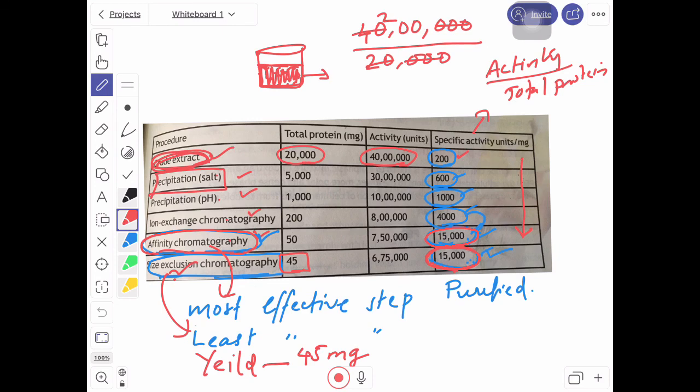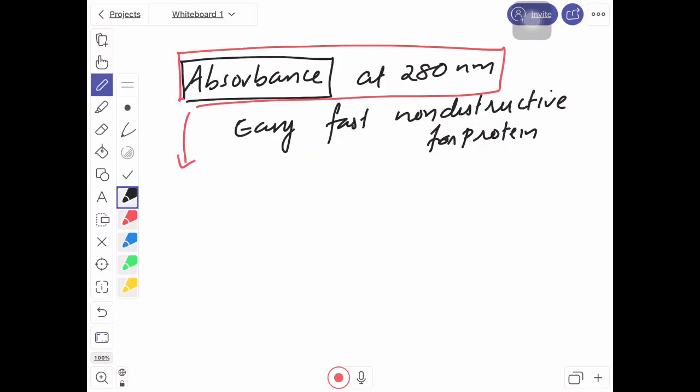Okay, we'll move on to the next. Absorbance at 280 nanometer is one of the easy, fast, non-destructive techniques for assessing the concentration of the protein.